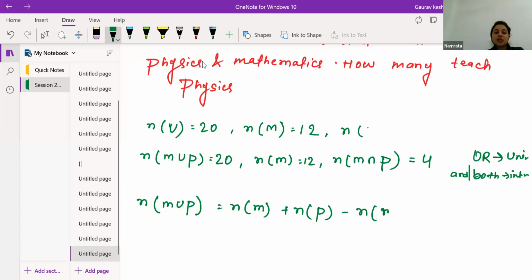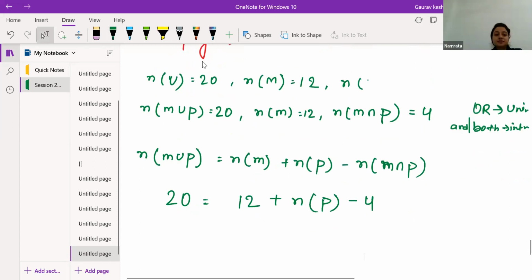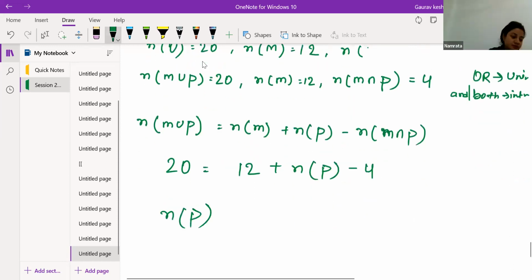mathematics intersection physics, right? Let's put the data. So this is 20, this is 12. Here we have the number of elements in physics, which we don't know, minus 4. Let's calculate. Tell me what will be the answer. Four. So 4. Yes, 4.